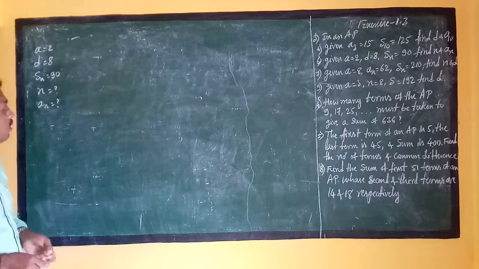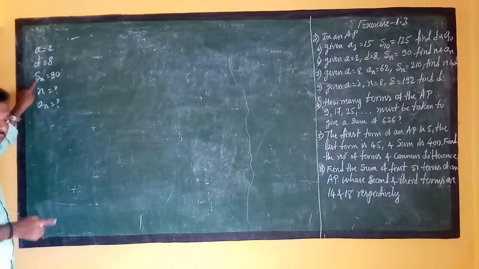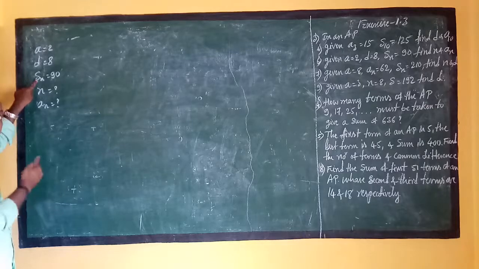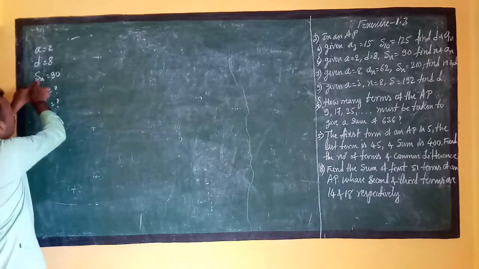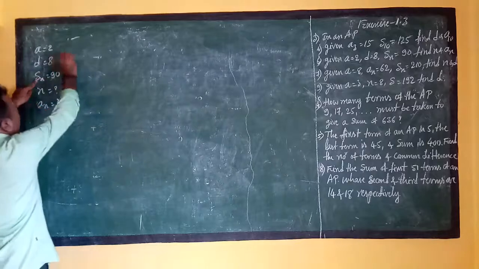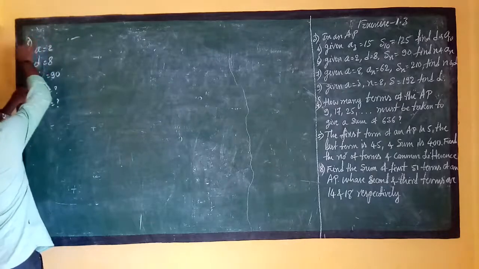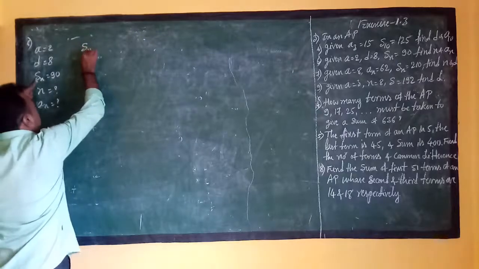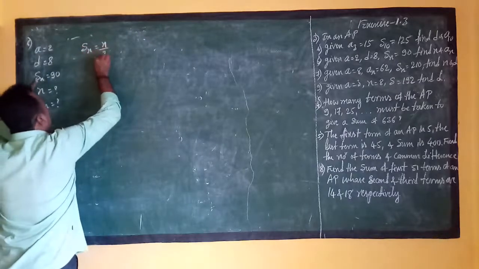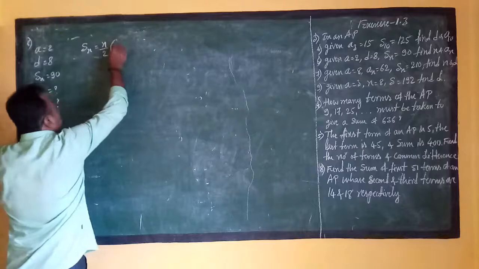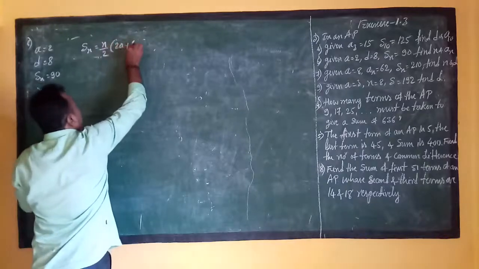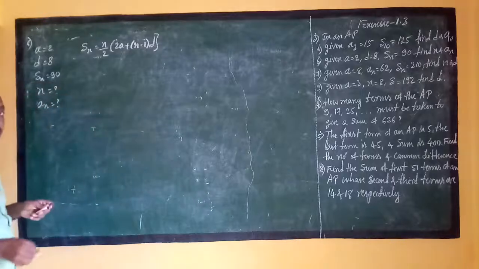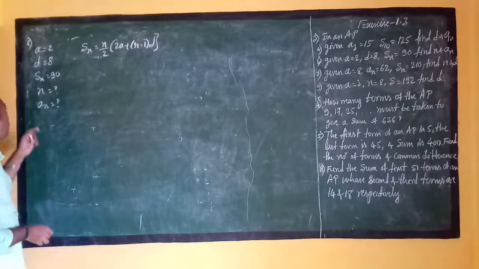First, they are given Sn. If it is the Sn, we have to apply the Sn formula, the sum of the nth term of an AP. So this is the sixth question. Okay, students, Sn they are given. Sn is equal to n by 2 into 2A plus n minus 1 into D. This is the formula of the sum of the nth term of an AP.